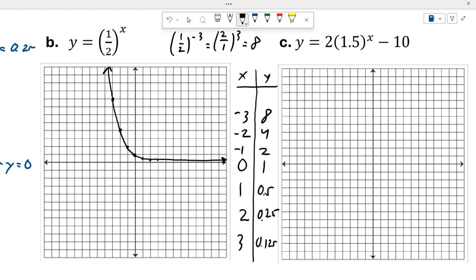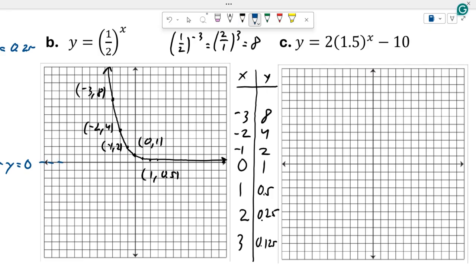And so the graph looks like that. And we can just indicate some of the points that we used. So -3, 8, -2, 4, -1, 2. This was 0, 1. And that's good enough. We'll maybe indicate one more, 1, 0.5. And then also, it says to indicate any horizontal asymptotes.